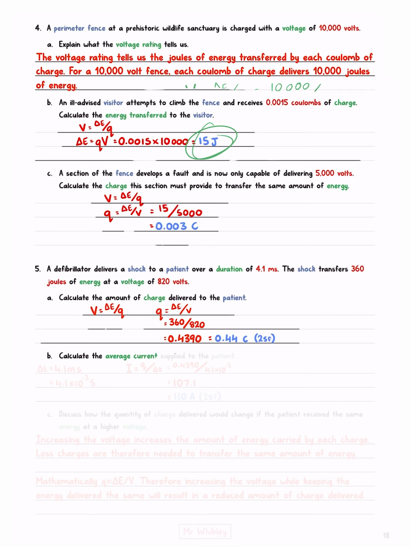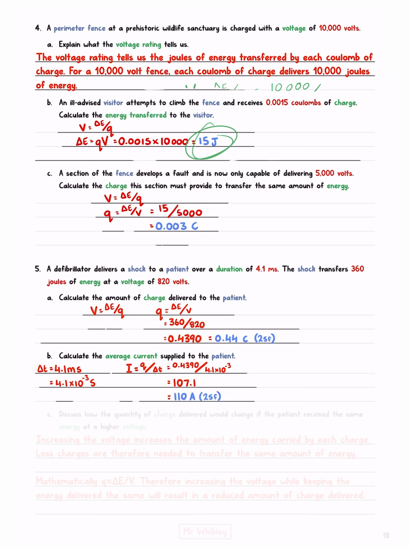Calculate the average current supplied to the patient. Our time of 4.1 milliseconds is 4.1 times 10 to the minus 3 seconds. Knowing that current is charge per time, knowing our charge and our time, gives us 107.1 or 110 amps to two significant figures.